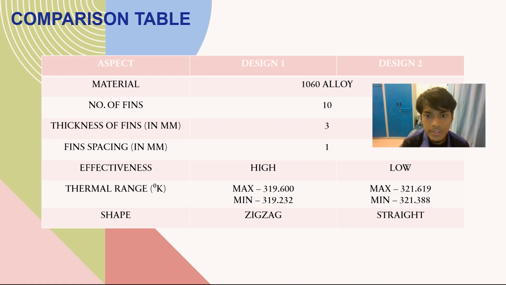The thermal range for design 1 is a maximum of 319.600, while the minimum is 319.232. Next, for design 2, the thermal range is a maximum of 321.619, while the minimum is 321.388. For the shape, design 1 has a zigzag fin, while design 2 is straight.